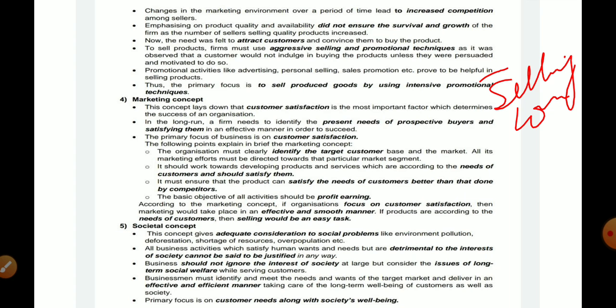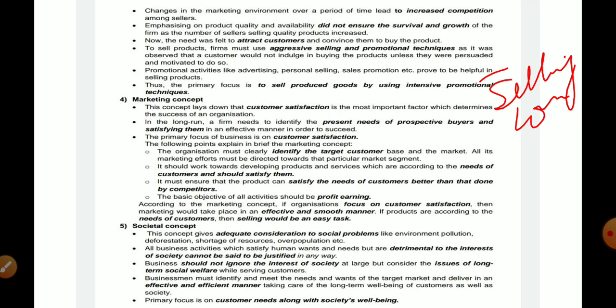Now, the new concept which has developed in society is the societal concept. This concept gives adequate consideration to social problems. As we are operating our business in society, we should focus on the problems in the area, in the environment of the business organization, like pollution, deforestation, shortage of resources, overpopulation, etc.